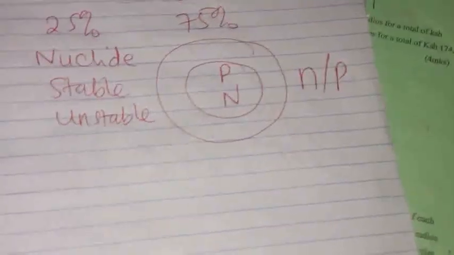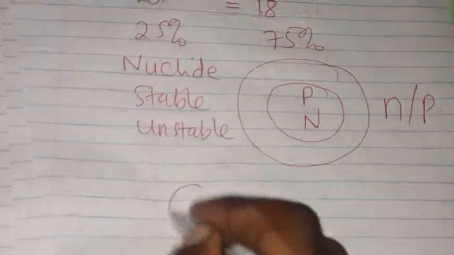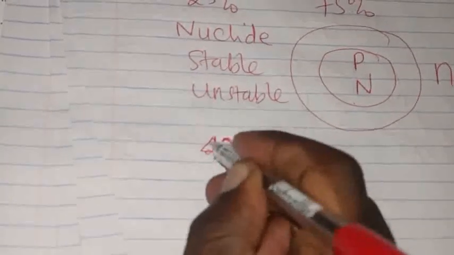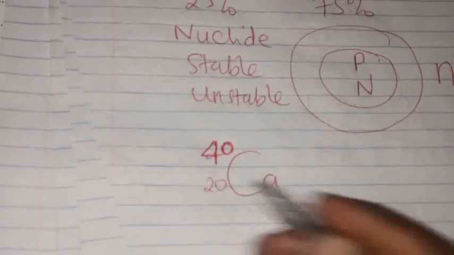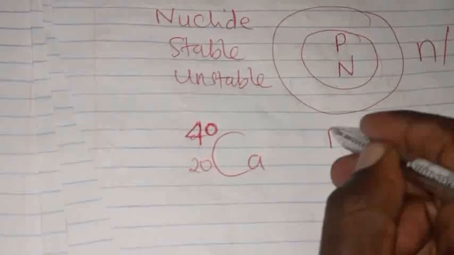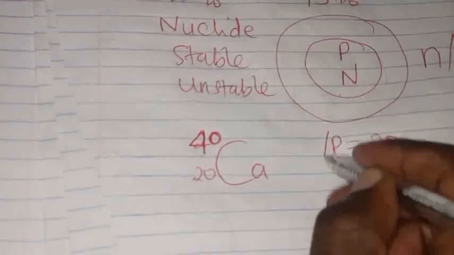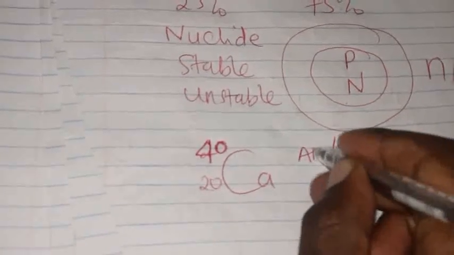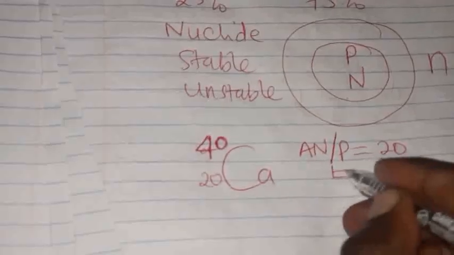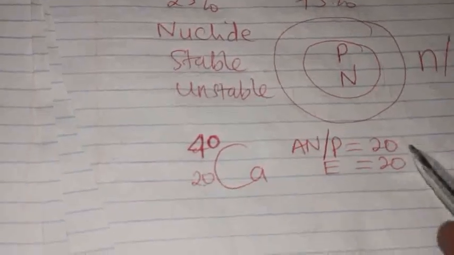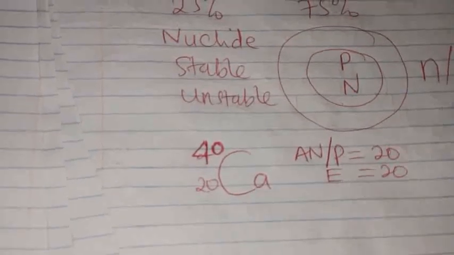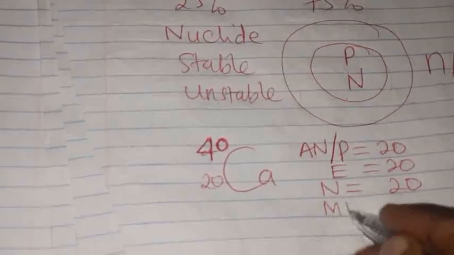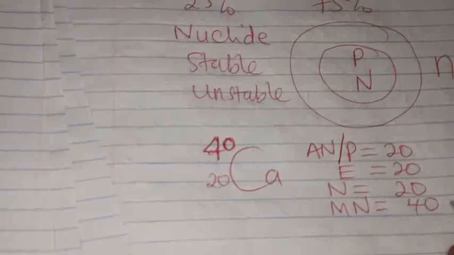For example, if I talk about calcium, with 20 as the atomic number and 40 as the mass number, I'm going to have the number of protons as 20, because the one written as a subscript is the number of protons, also referred to as the atomic number. Then I'm going to have the number of electrons as 20, because the number of protons and electrons must be the same. Then the number of neutrons is also 20, and our mass number is 40.